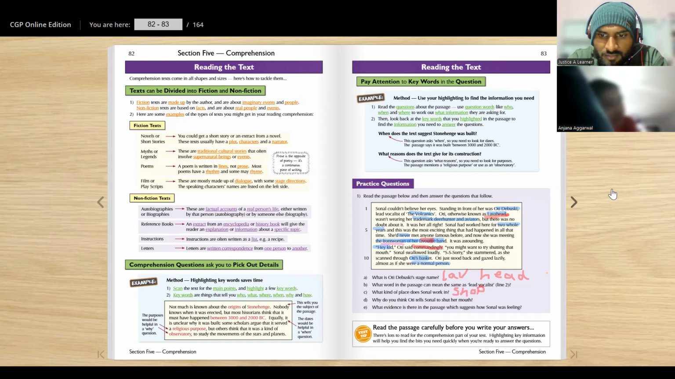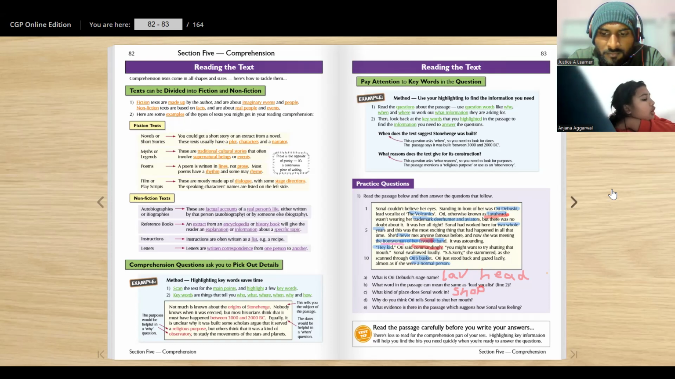Okay. So for question number 1, the answer says A. O.T. Dubusky's stage name is Lava Head. Yep. B. The word front woman, line 7, can mean the same thing as lead vocalist. Yep. C. Sono works in a shop because in the passage it says that she scanned through O.T.'s basket, which means that she was working on a till.